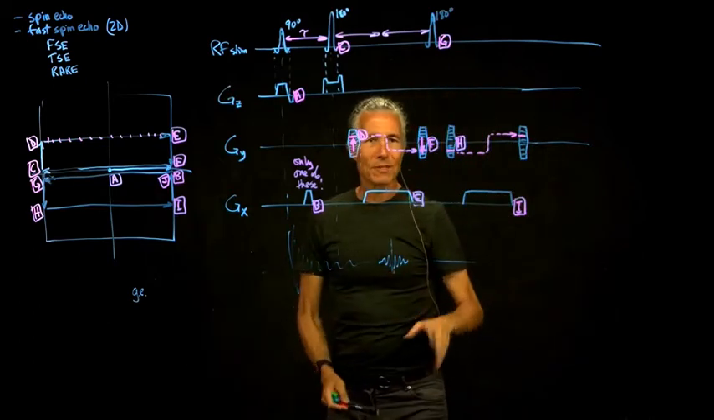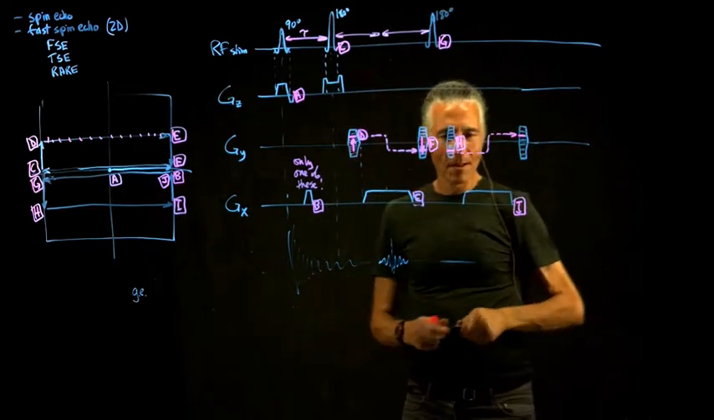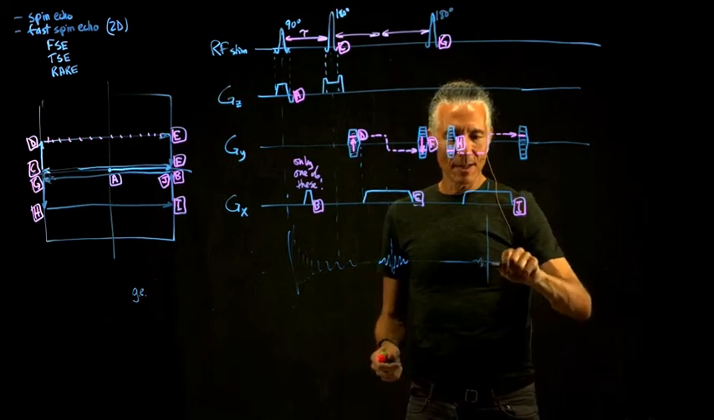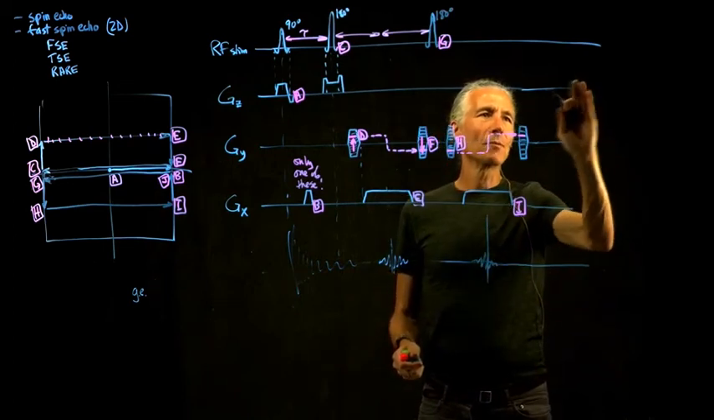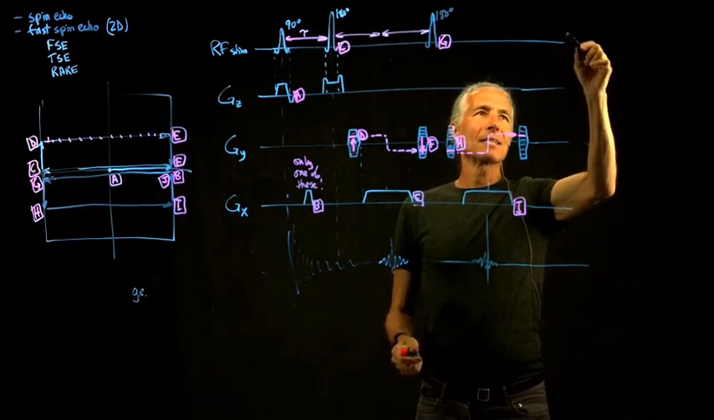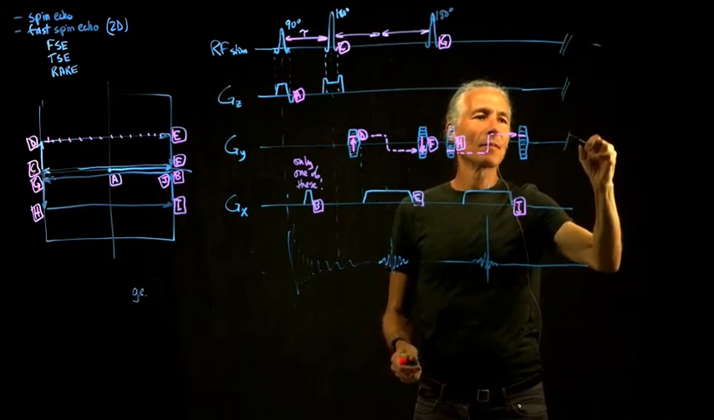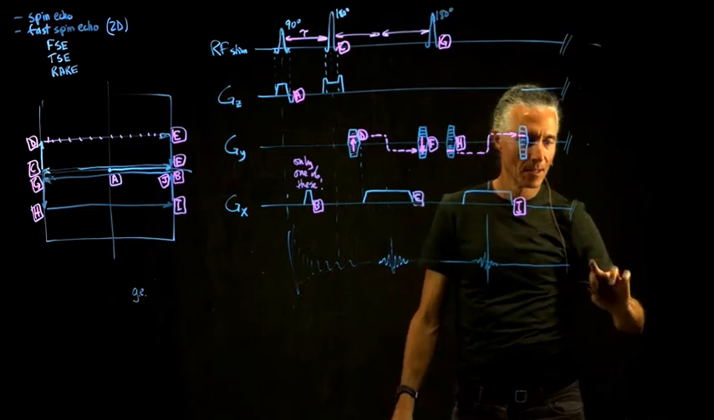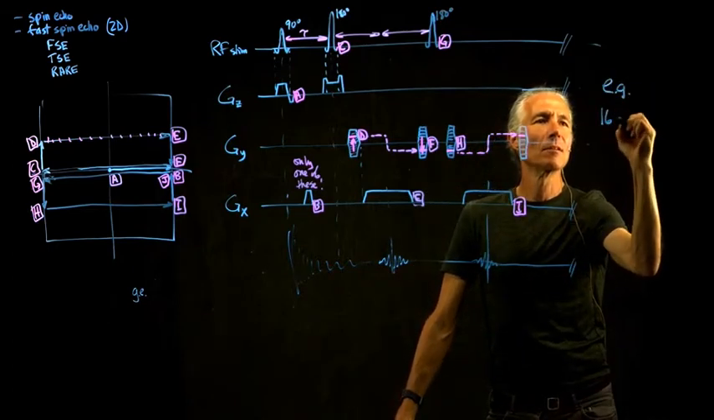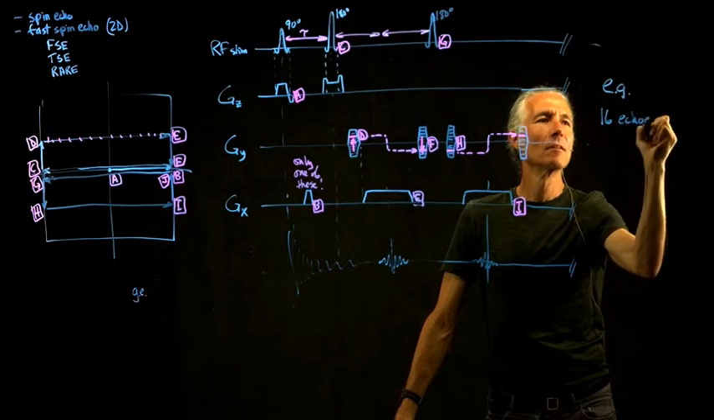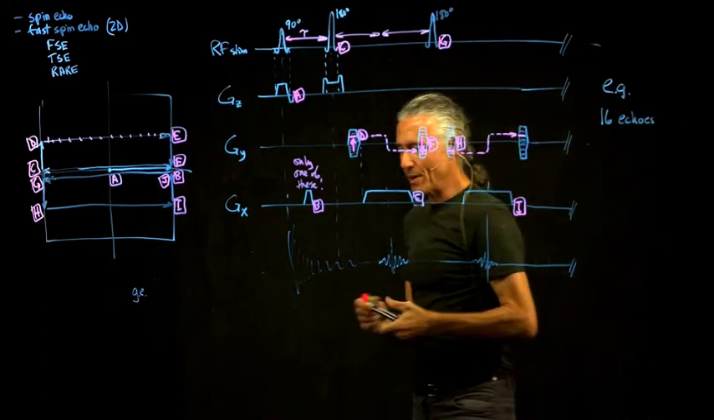Okay, so now we just did 2 cycles of it, and then we would have gotten an echo over here like this. And so then you just keep doing that for maybe 16 echoes or something. For example, 16 echoes. You could even do like 30 echoes.